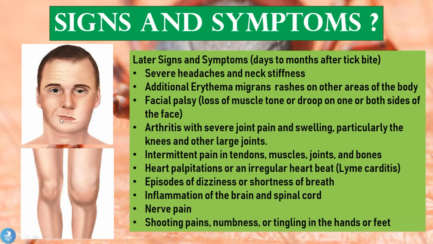These patients may also have arthritis, which means the inflammation of the joint, with severe joint pain and swelling, particularly in the knees and the other large joints. They may also suffer from intermittent pain in their tendons, muscles, joints, and bones, heart palpitations or an irregular heartbeat, which is called Lyme carditis, episodes of dizziness or shortness of breath, inflammation of the brain and the spinal cord, nerve pain, and shooting pains, numbness, or tingling in the hands and the feet.